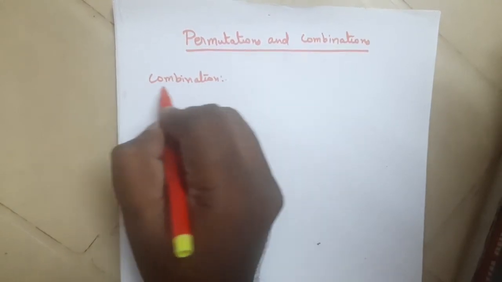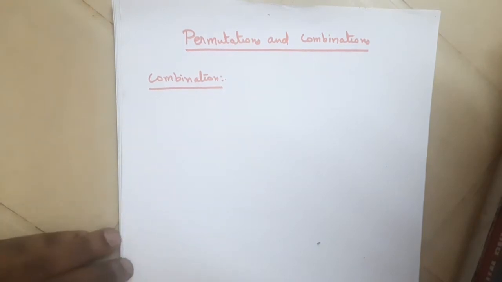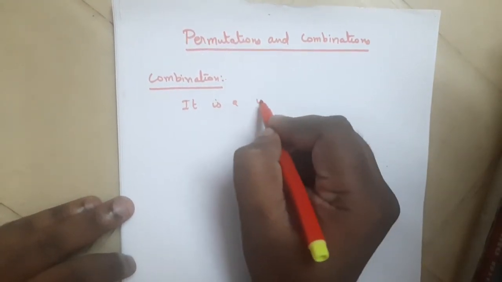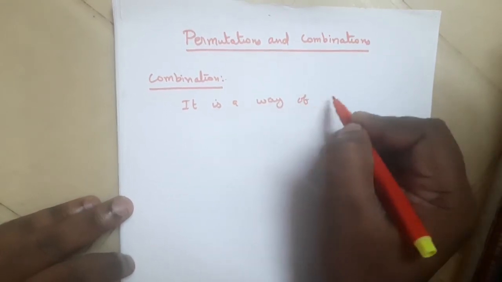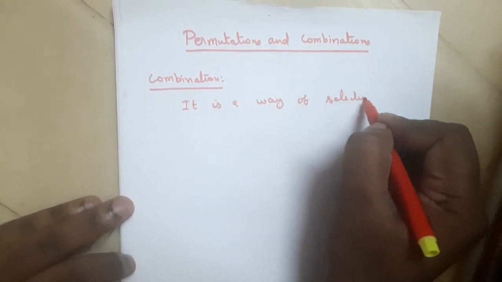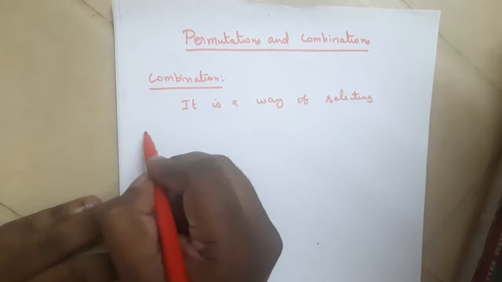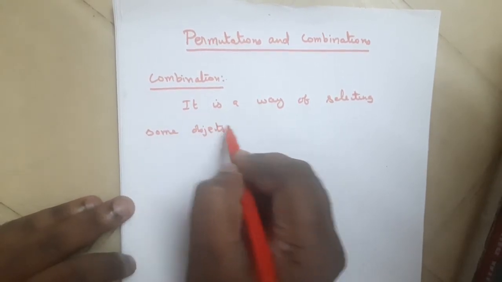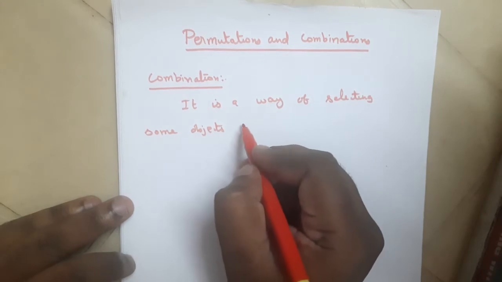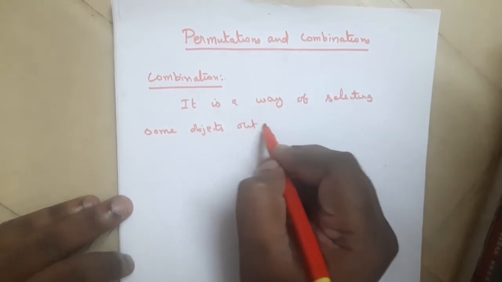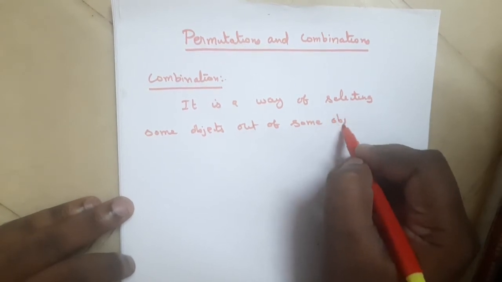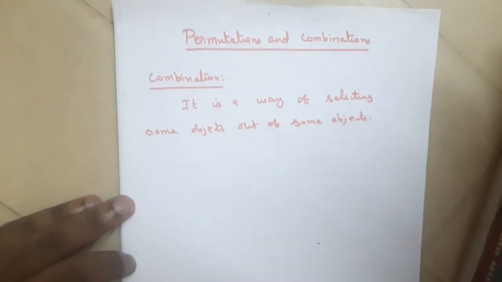What do you mean by combination? Actually, it is a way of selecting some objects out of some objects. This is called combinations.